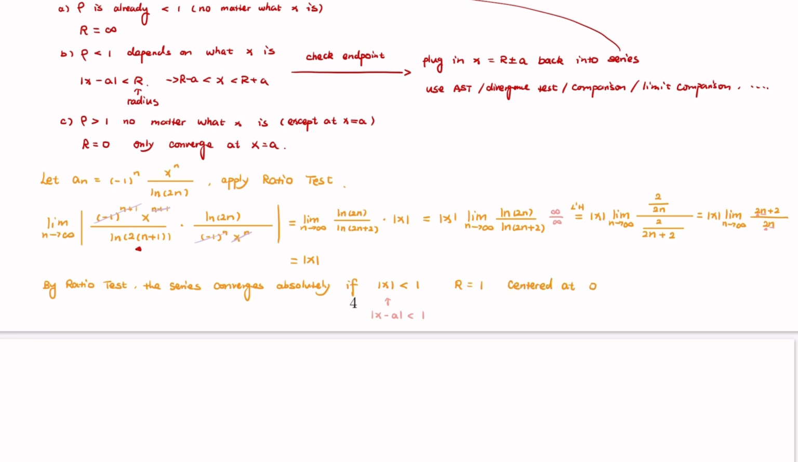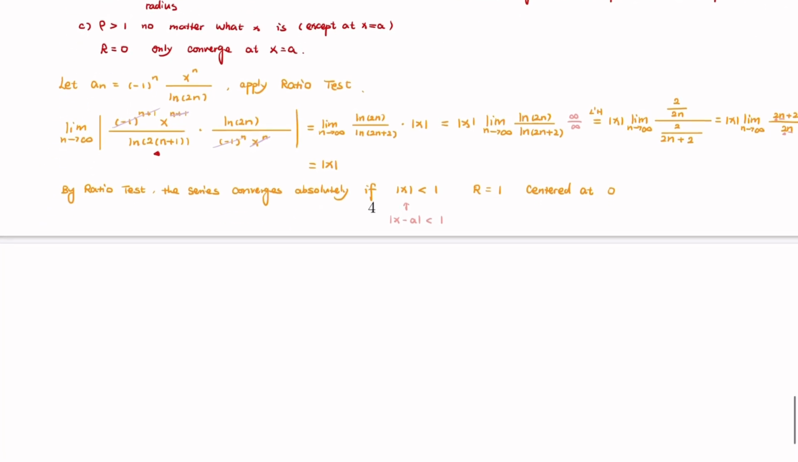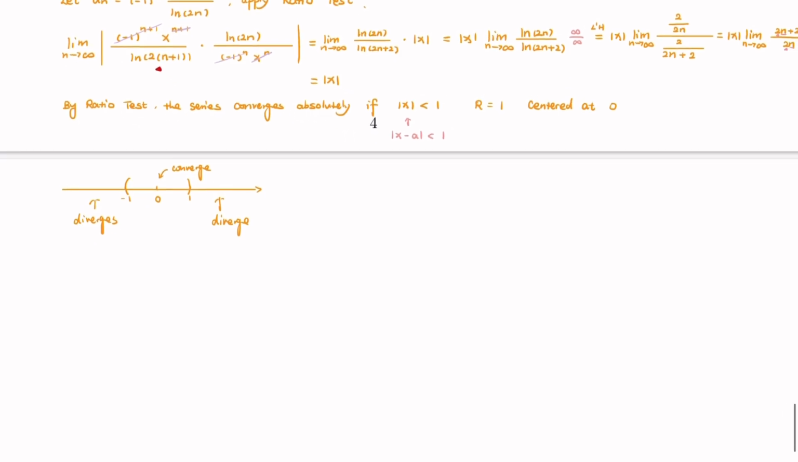Okay, so if you want, you can even draw the real number line and show yourself or the reader that this is what happens. So this is 1, and this is 0 because I'm centering at 0. So center at 0, radius is 1, so it's just going to be 1 and negative 1. So inside of this interval, we know that everything converges. And outside of those intervals, you know they diverge. But the problem is, we do not know for endpoints. So you still need to check endpoints.